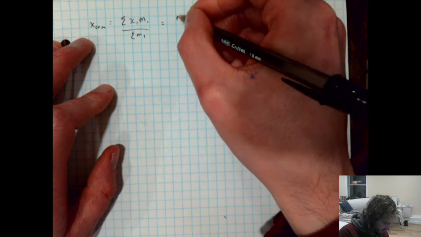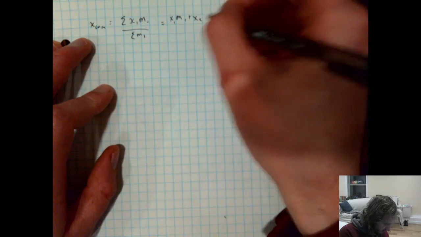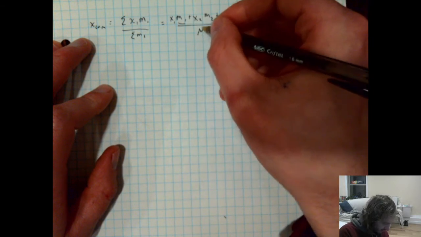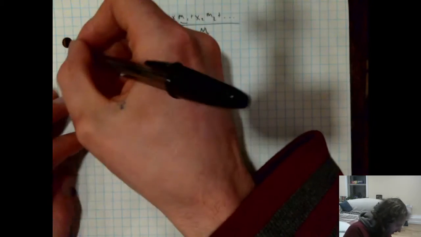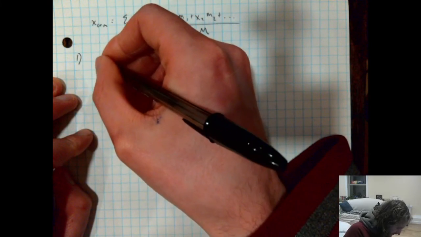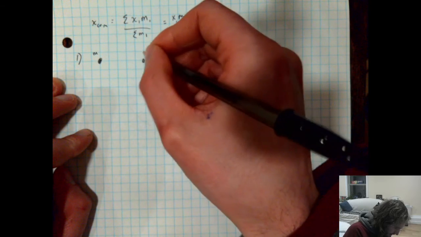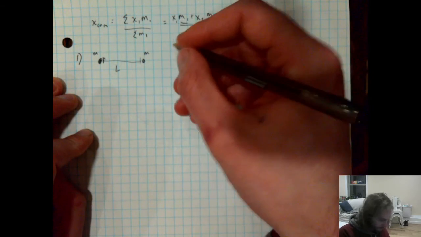And another way that this tends to get written is x1 m1 plus x2 m2 plus, and then you do that for all of them, and you divide that by your total mass, which is frequently just capital M. So as a couple examples of what this winds up looking like, if you've got two masses of mass m and mass m, and they're located a distance of L away from each other.